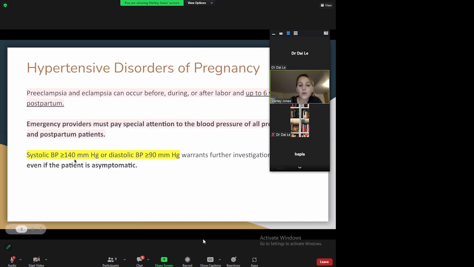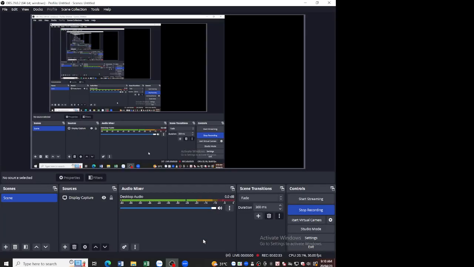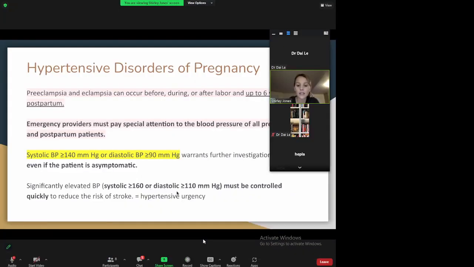The cutoff for normal for pregnant patients is going to be 140 over 90. If you ever have any patient that has one or both of these out of range, you have to do a workup to consider preeclampsia. So you have to get blood work and urine. If their blood pressure is significantly elevated, which for pregnant patients is considered a systolic of 160 or a diastolic of 110, then we have to quickly give them medications to reduce the risk of stroke. And these numbers, although they don't look scary in a normal person, are considered hypertensive urgency in a pregnant patient.